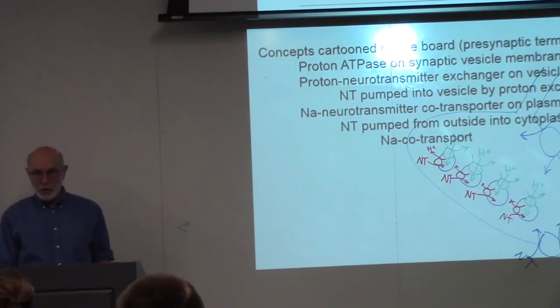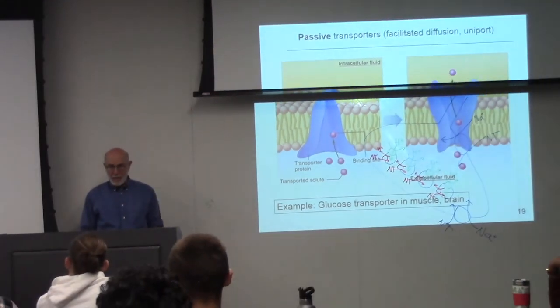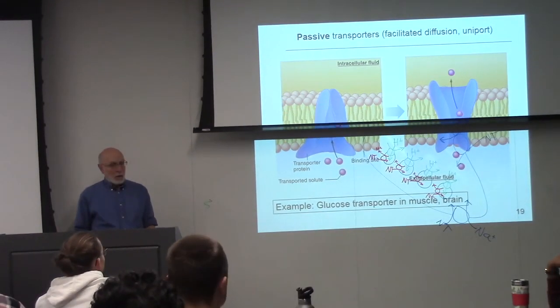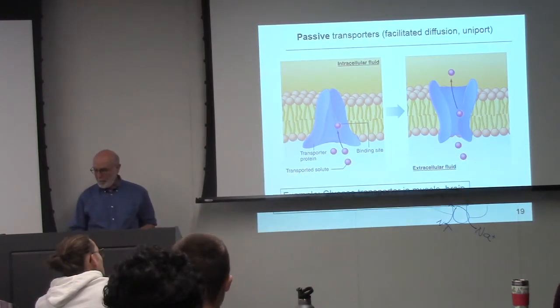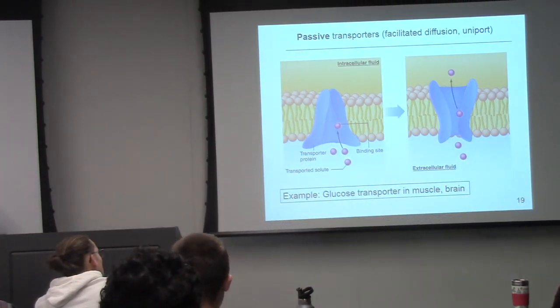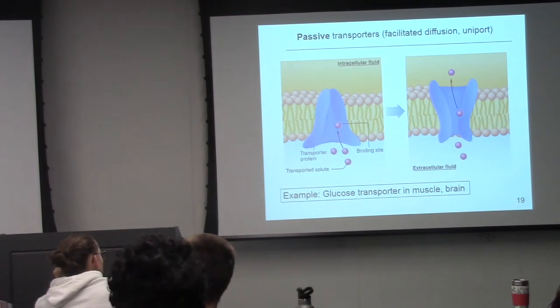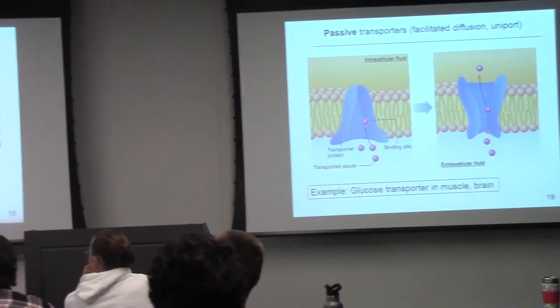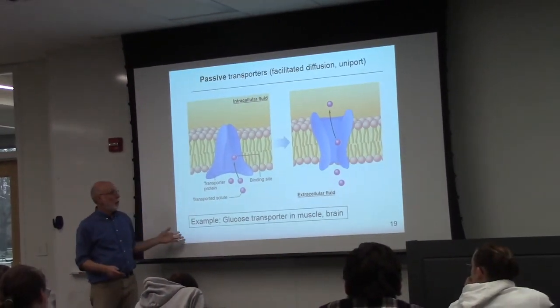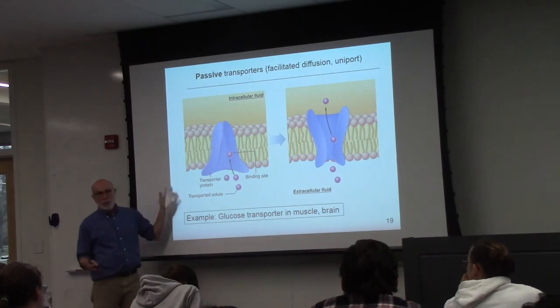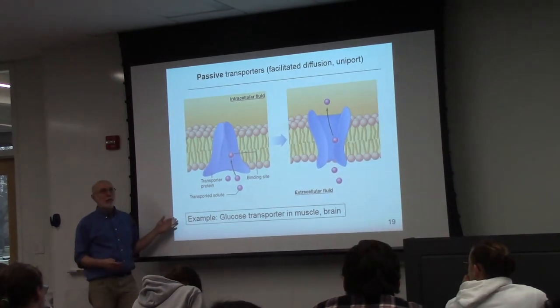So now, to finish up for today, I just want to reinforce a key point. And that is this blobogram, right? So here is the cartoon version of a uniporter. The cartoon version is a glucose uniporter.